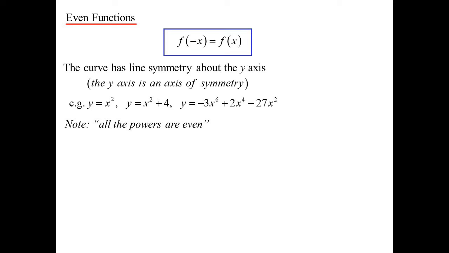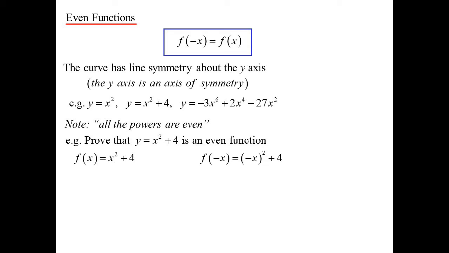Now, a constant can be considered as a polynomial where the power's even. I mean, the power 0. Is 0 an even number? Well, it's more likely to be an even number than it is an odd number. So let's go and prove x squared plus 4 is indeed an even function. So f(x) is x squared plus 4. So f(-x) becomes (-x) squared, but square a negative number, it becomes positive. So x squared plus 4, and that is what f(x) is. So yes, it is an even function.